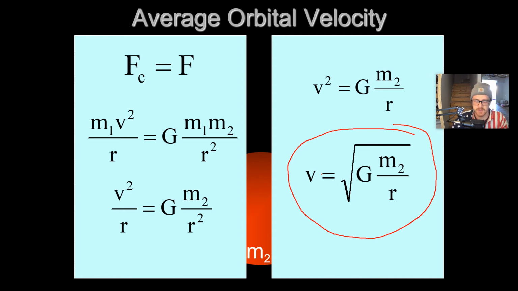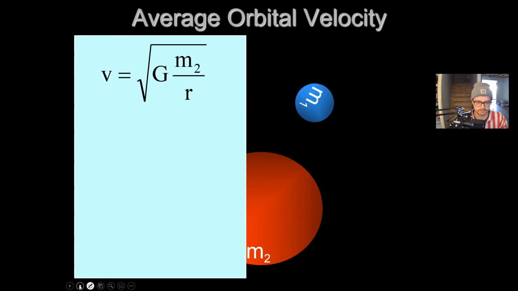So again, we can determine how quickly imaging satellites are traveling around the Earth. We can determine how quickly the moon is traveling around the Earth. We can figure out how quickly the Earth is traveling around the sun. We can use this equation here to figure that out.